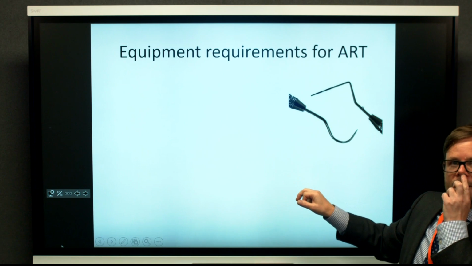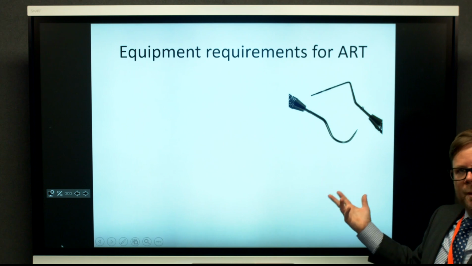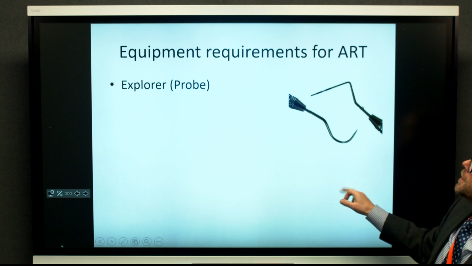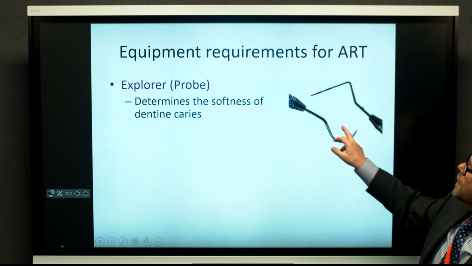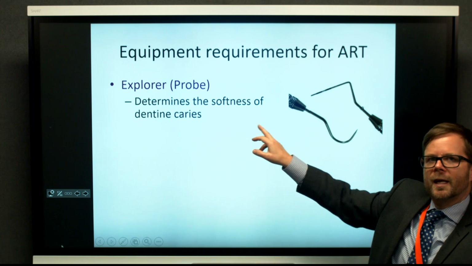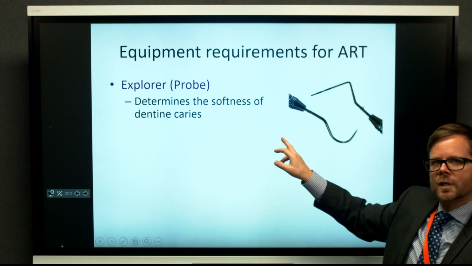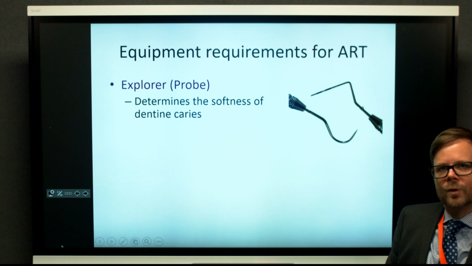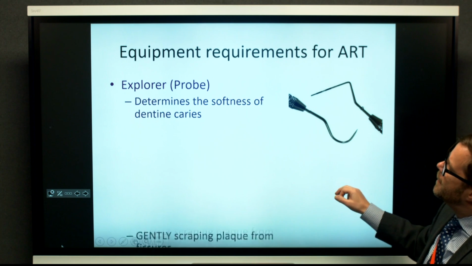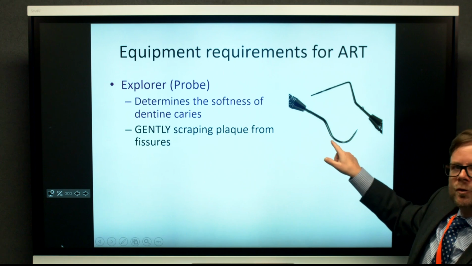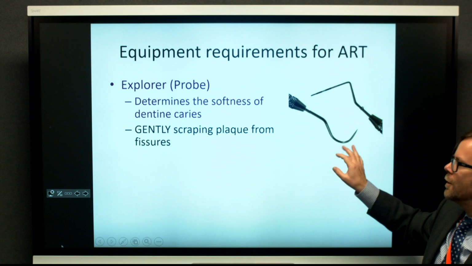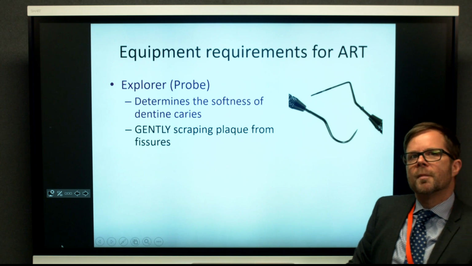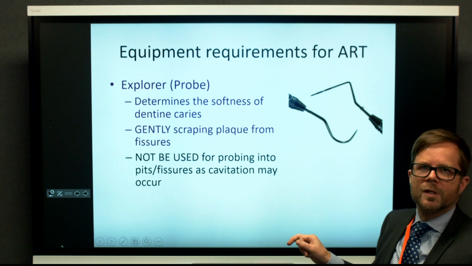We also require some probes because we want to be able to feel the surface of the tooth. You can decide which probe you use to determine whether or not the caries is soft or is hard once we've achieved that hard or affected dentine. Be very careful though that you gently scrape. So if you're going to use a sickle probe as opposed to a periodontal probe, make sure that you're gentle in the way that you use that probe.